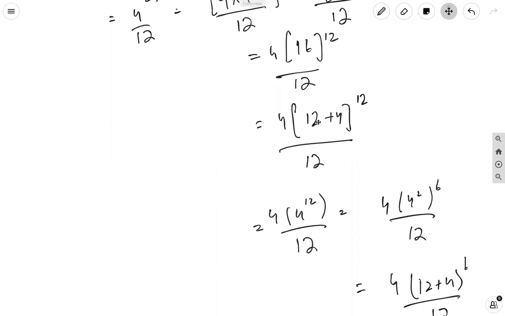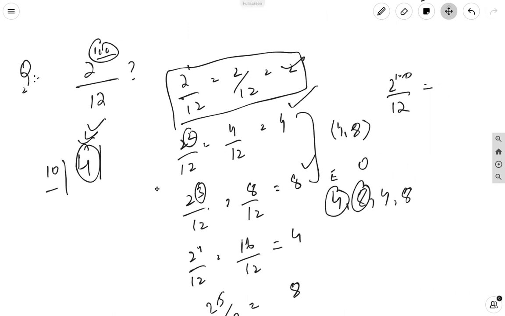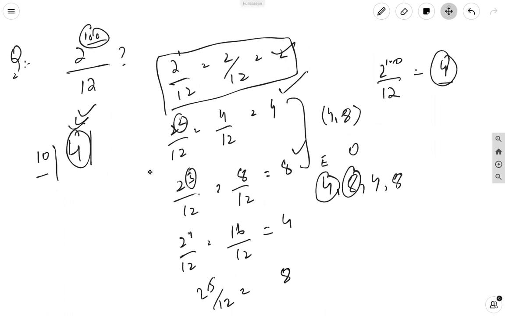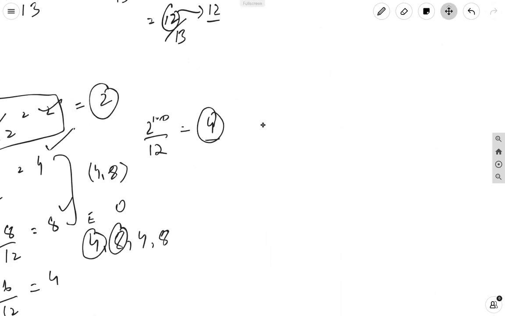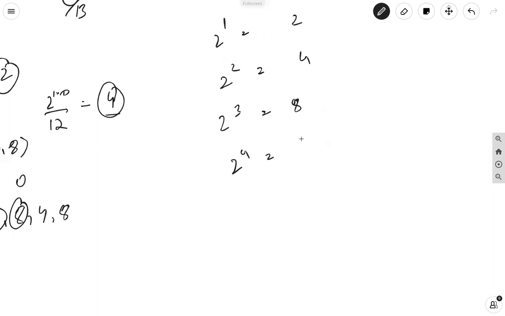Can you just quickly explain the cyclicity method once more, please? The cyclicity method is, okay. So when you have 2 power 1 and divide by 12, what is the remainder? 2. When you have 2 square, the remainder is 4. For 2 power 1, remainder is 2. For 2 power 2, remainder is 4. For 2 power 3, remainder is 8. After these, the next remainder is 4, then 5. If you proceed forward, the remainder is 4.